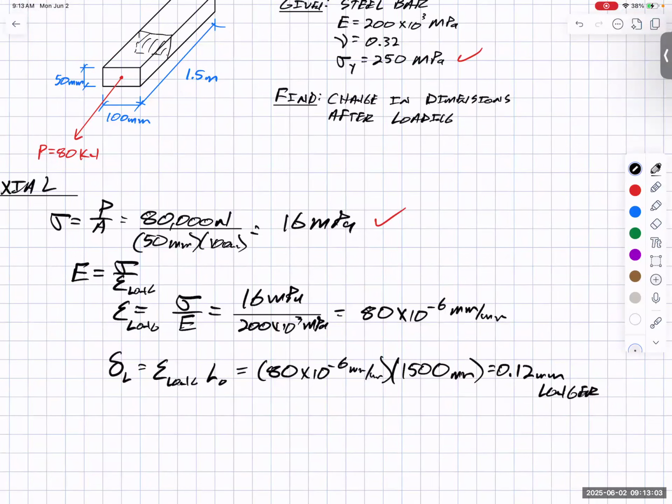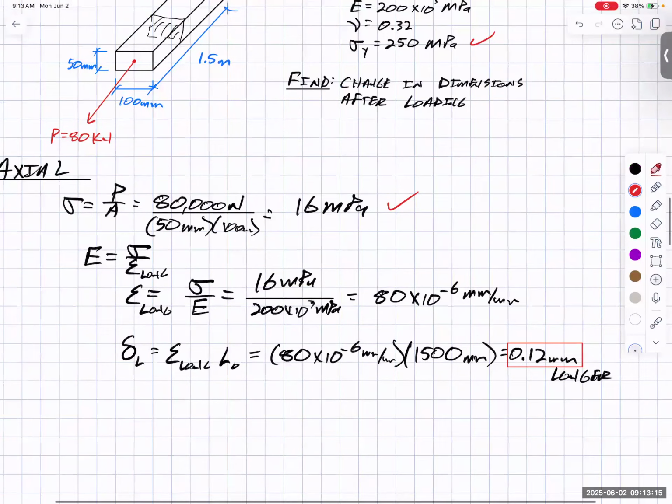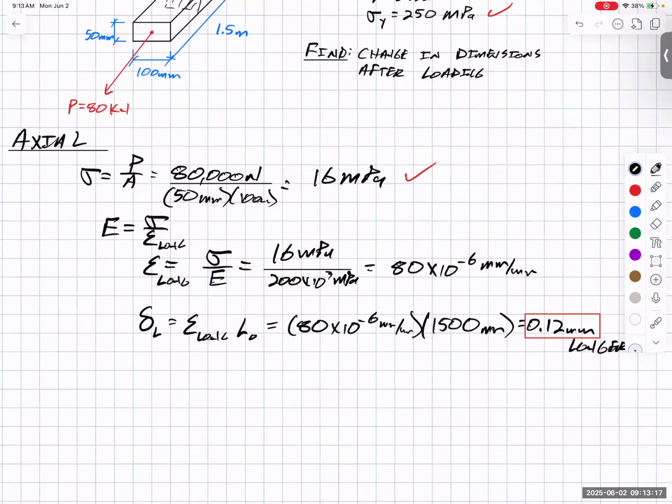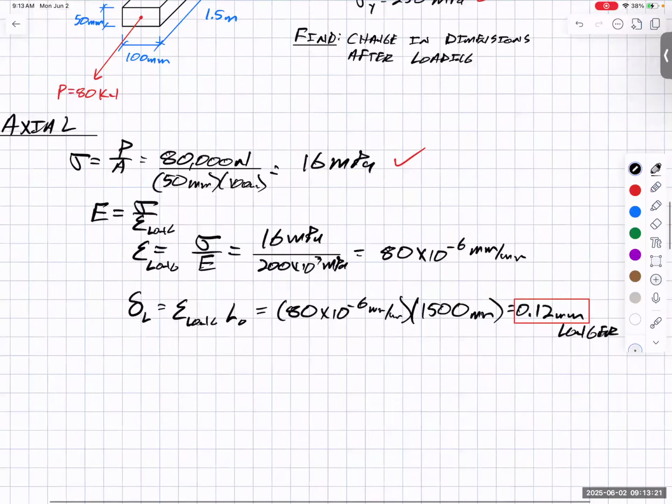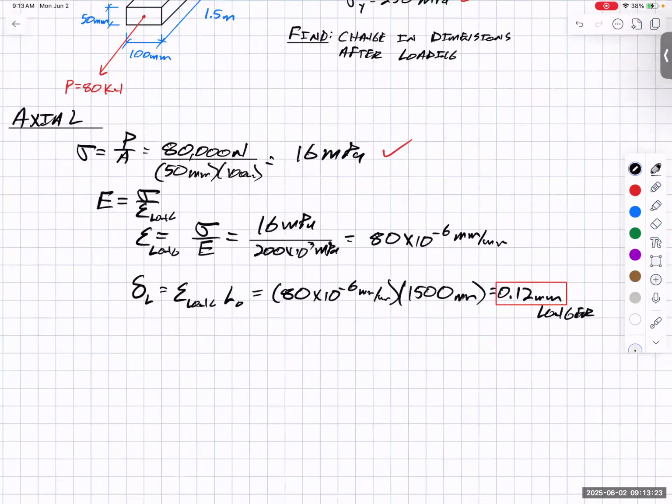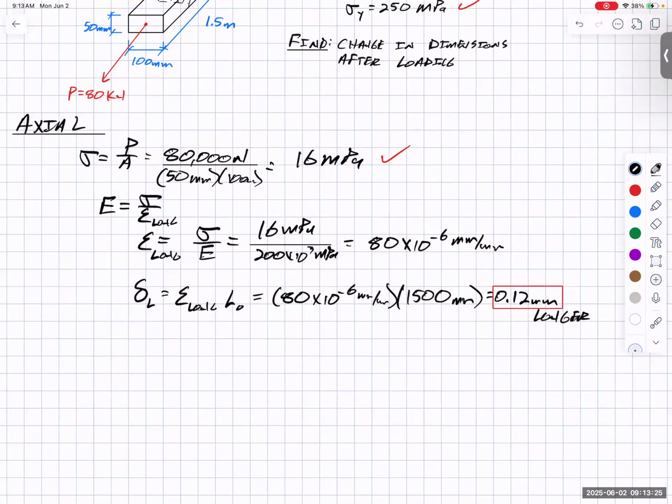So these numbers are pretty much always going to be pretty small. There isn't a lot of stretchy deformation. Otherwise, things get a little tricky. But for our purposes, these numbers are always going to be pretty small, so you might have to carry some extra digits to really see what's going on. But it's 0.12 millimeters longer in that longitudinal direction. So that's in the axial or longitudinal. I guess I should put that in there. I did in my notes.